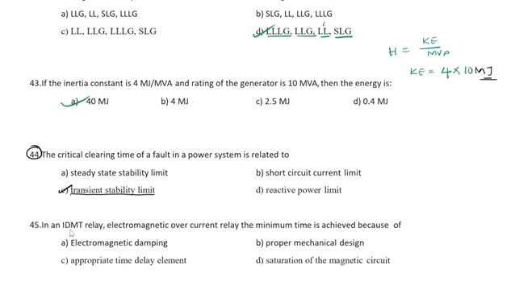Okay, next one. 45th question here. In an IDMT, what is the IDMT? So inverse definite minimum time relay. The electromagnetic overcurrent relay with a minimum time is achieved because of, minimum time means there are two settings. First one is the plug setting multiplier and second one is the time setting multiplier. So we are adjusting the time with the help of TSM. So an appropriate time delay element here. So C is the right answer for this question.